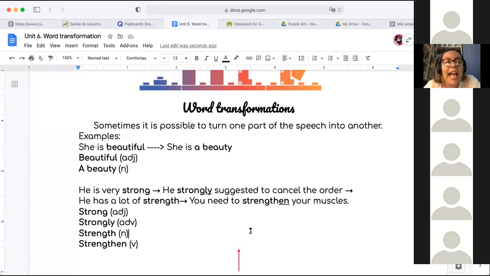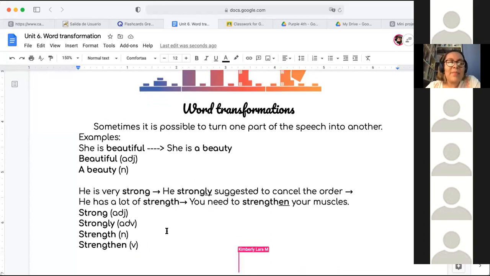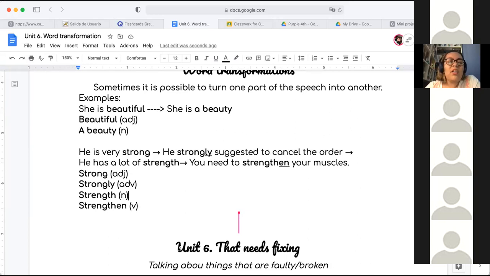All right, good. So now, word transformation, by the way, this material is already in Google Classroom. I recently created a new material section. This is unit number 6. Now I see more people here in the document. Anyways, now we're going to go directly to unit number 6, which is "That needs fixing." That's the name of the unit. By now, everybody should understand what fixing is, right?